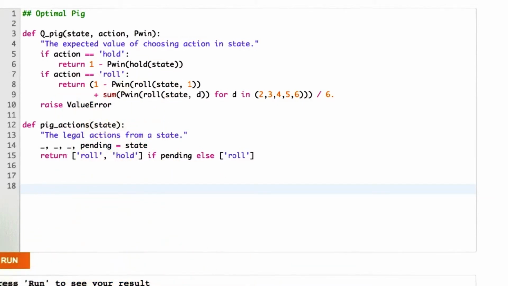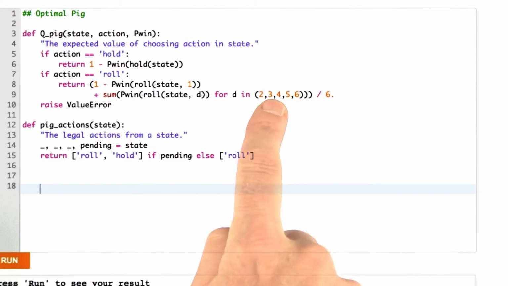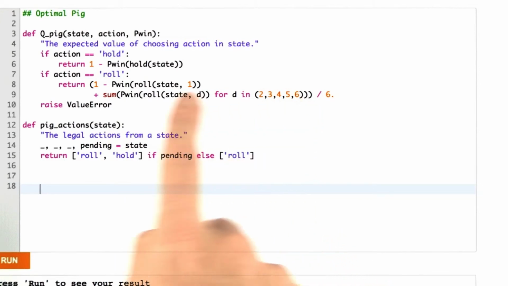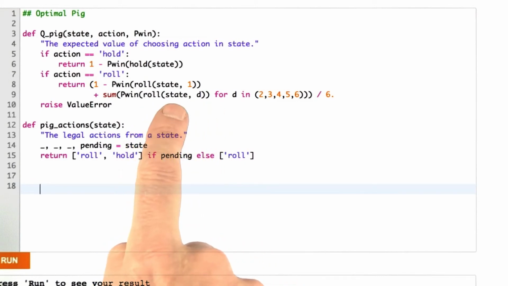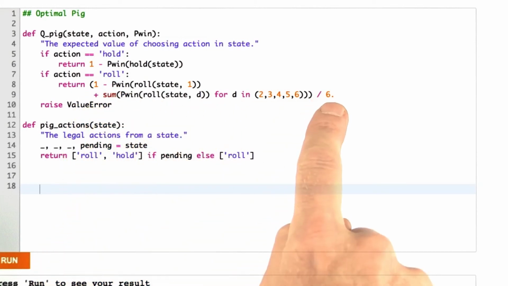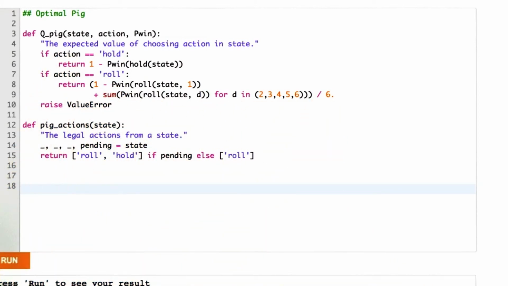If we roll, it's more complicated. If we roll a 1, then we pig out, and it's 1 minus our opponent's probability of winning because it's his turn. And otherwise, we just take all the possibilities for the other die rolls, and it's our probability of winning from the result of rolling in that state. And that's 6 probabilities altogether, so we have to average them, so we add them all up and divide by 6. And if the action wasn't hold or roll, I'm going to raise a value error.